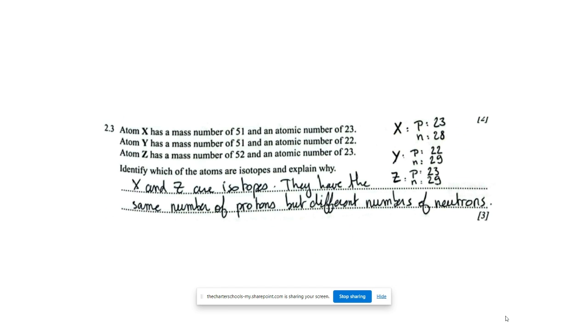Okay, I calculated the number of protons and neutrons for each atom on the right-hand side there. So X and Z are isotopes because they have the same number of protons, but different numbers of neutrons.